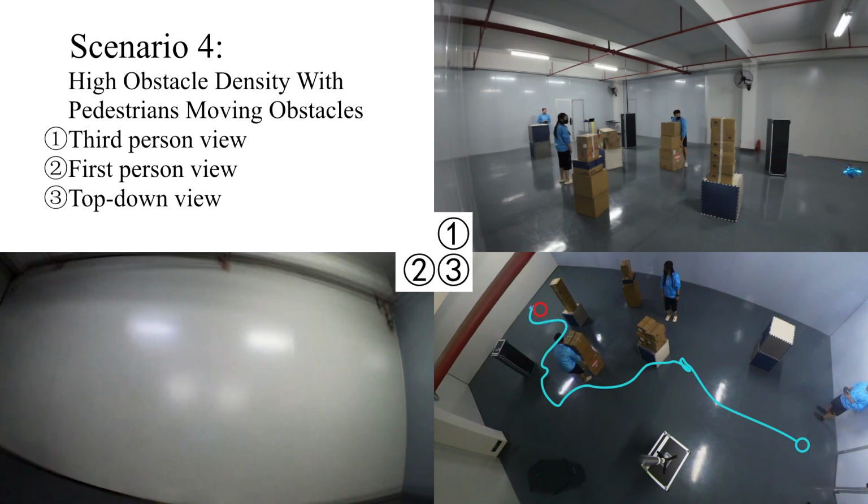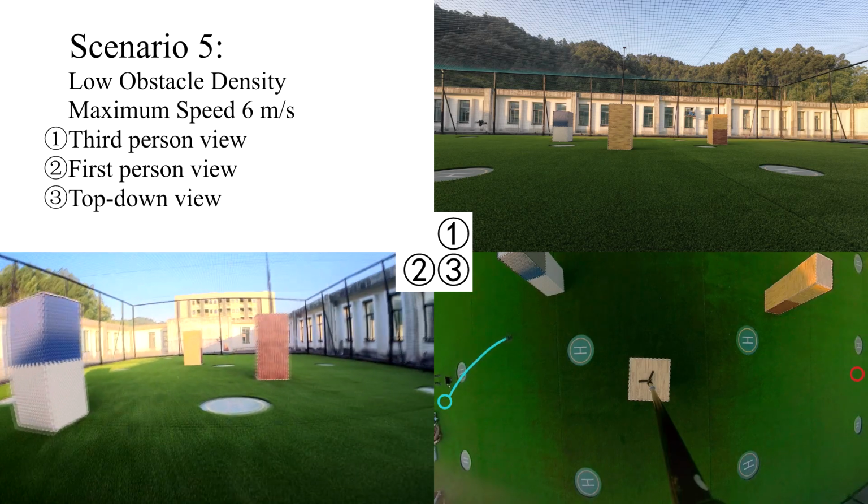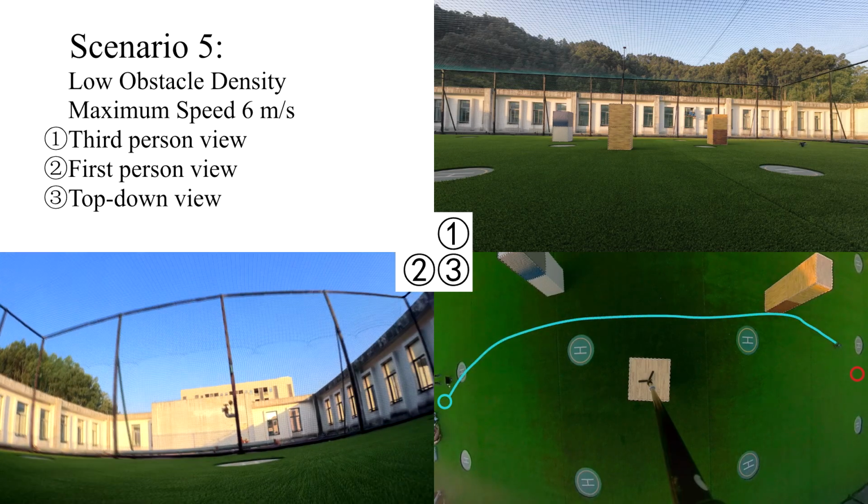bypass the obstacle. We have also tested the quadrotor's high-speed navigating ability. In this experiment, the quadrotor is able to reach the maximum speed of 6 meters per second, while flying through the obstacles in a low density.